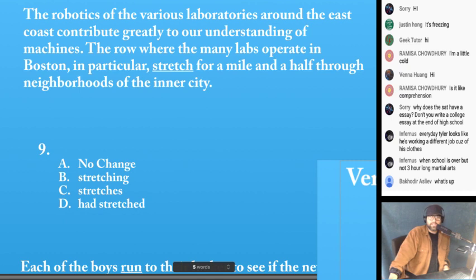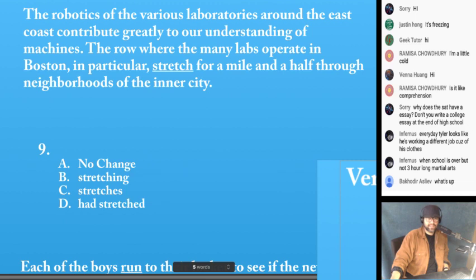All right. The robotics of various laboratories around the East Coast contribute greatly to our understanding of machines. The row where the many labs operate in Boston, in particular, stretch for a mile and a half through neighborhoods of the inner city. We have some answer choices ready to go because I prepped the stream today. A, no change. B, stretching. C, stretches. D, had stretched. What do you guys think this answer is? Obviously, the underline is on stretch there, second to last line.